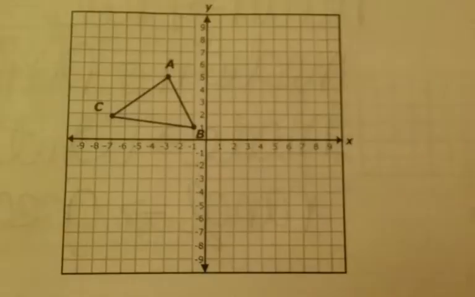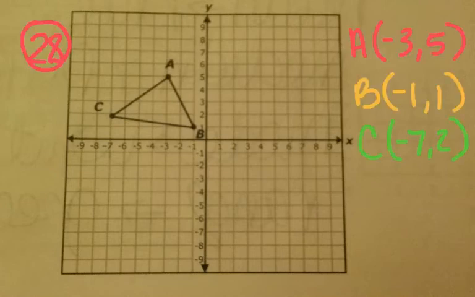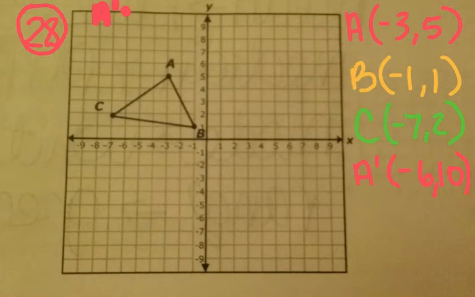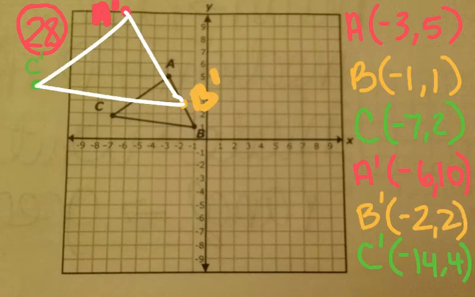Now the question is asking which statement will not be true about the image. A says the image will have the same orientation as the original triangle. That is true. When dilating, the orientation does not change. B, the image is congruent to the original triangle. As you can see, it is not congruent. It obviously got bigger. So B would be your answer. C says the image is the same shape. That's true. And D said the image is contained entirely in quadrant 2. As you can see, even though it got bigger, it still stayed in quadrant 2. So D is also true.